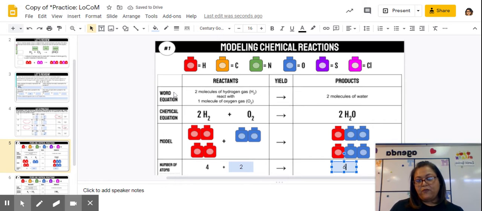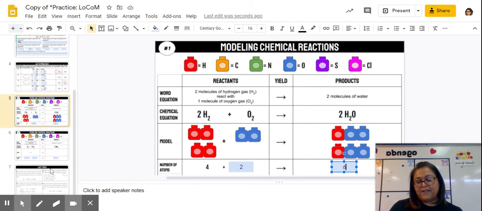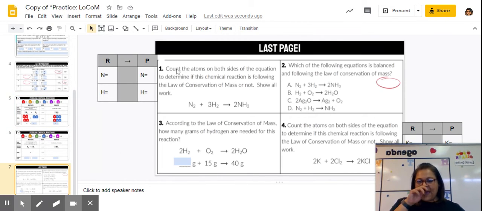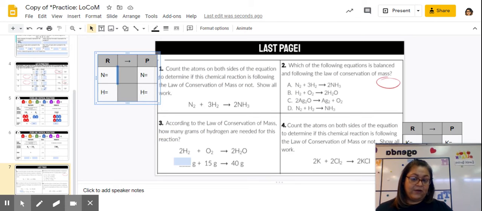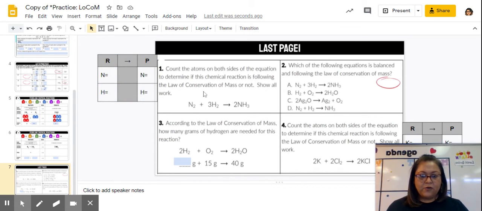So I would do that for the rest of the slides. And then at the end, I have to count the atoms on both sides of the equation. And it says show all your work. Your work is going to be over here in these little tables that I set up for you. So I have to start with my reactant side. So this is my reactant side right here.